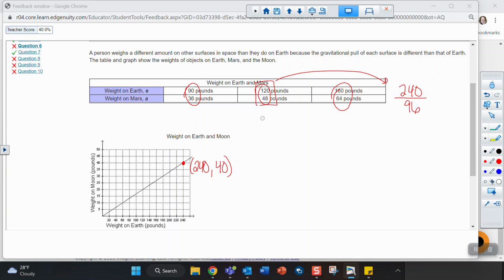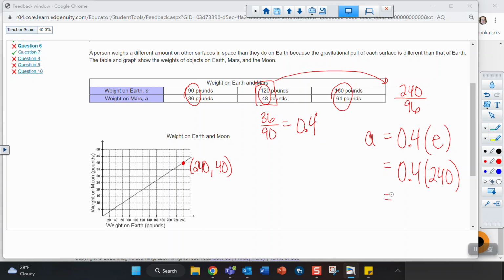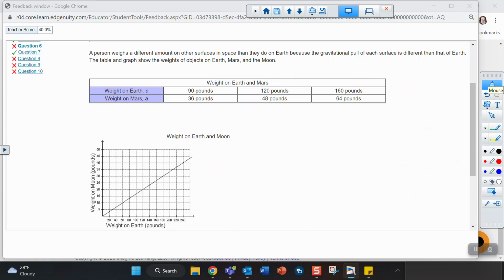But if you take 36 divided by 90, you do get 0.4. So we figured out the constant of proportionality. You can find the weight on Mars if you take 0.4 of your weight on Earth. We're going to get 96. I'm just going to show you again with the equation, 0.4 times 240, and that is 96. Now what we're focusing on is the 96 pounds you weigh on Mars and the 40 pounds you weigh on the Moon if you weigh 240 pounds on Earth, and we subtract those two numbers to find the difference, and we got 56.